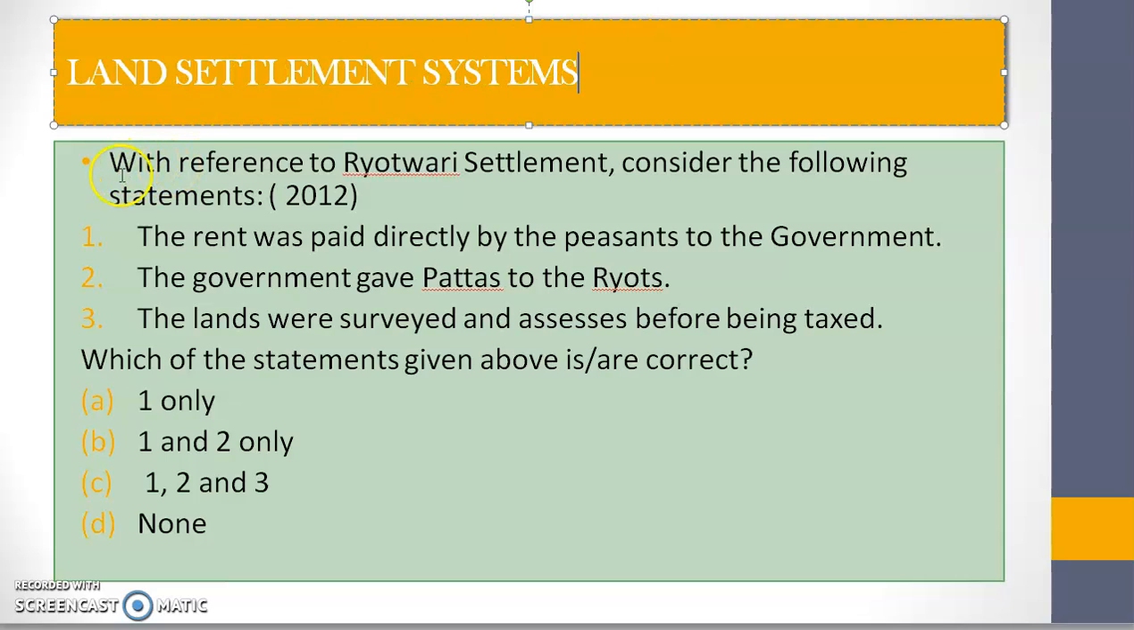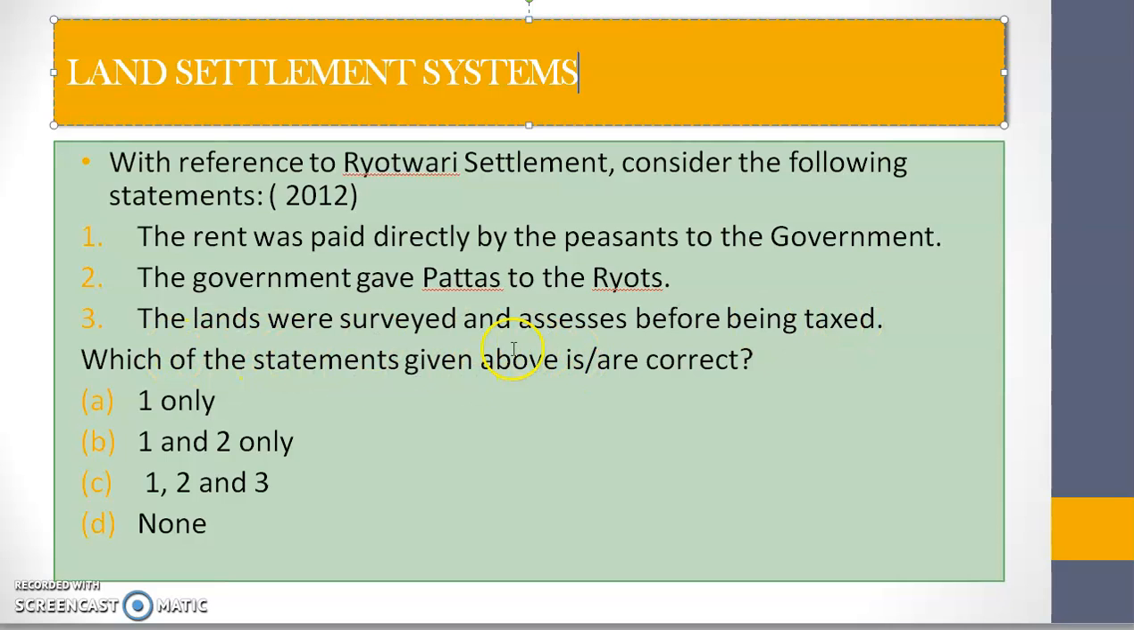So the question is, with reference to the Ryotwari Settlement, consider the following statements, and this was asked in 2012. The first statement is, the rent was paid directly by the peasants to the government. The second statement is, the government gave pattas to the Ryots. And the third statement is, the lands were surveyed and assessed before being taxed.